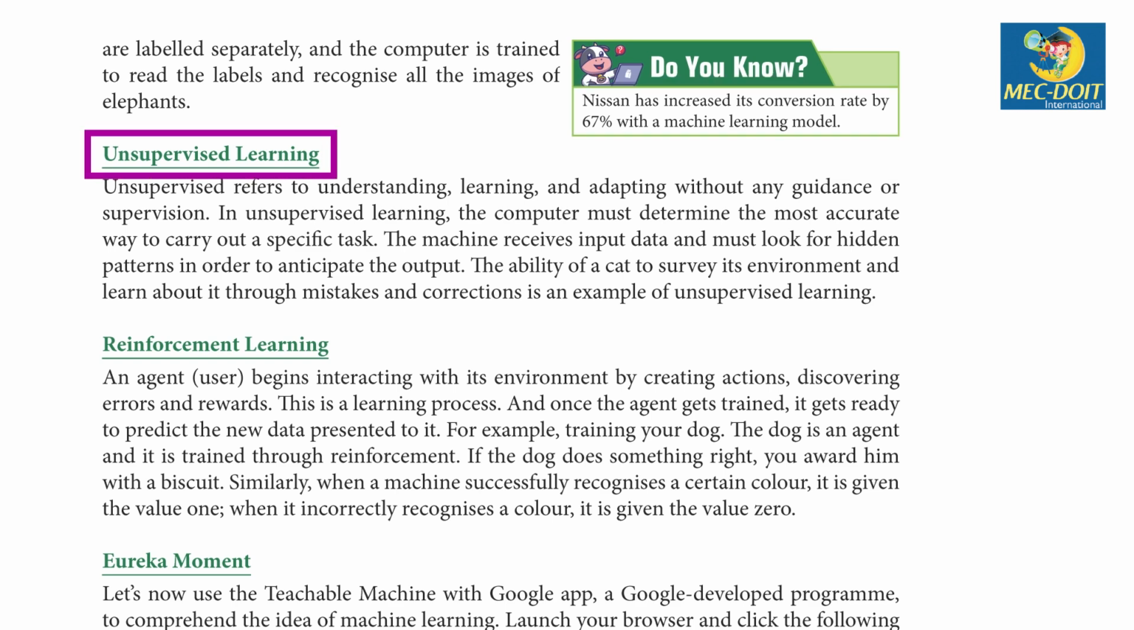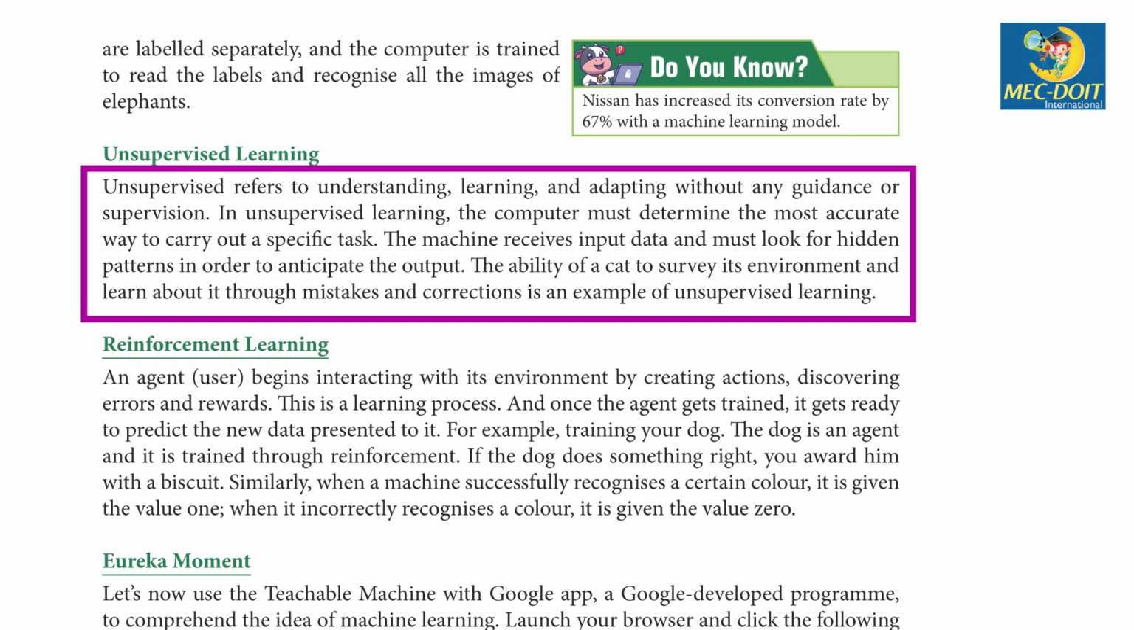Unsupervised learning. Unsupervised refers to understanding, learning, and adapting without any guidance or supervision. In unsupervised learning, the computer must determine the most accurate way to carry out a specific task. The machine receives input data and must look for hidden patterns in order to anticipate the output. The ability of a cat to survey its environment and learn about it through mistakes and correction is an example of unsupervised learning.